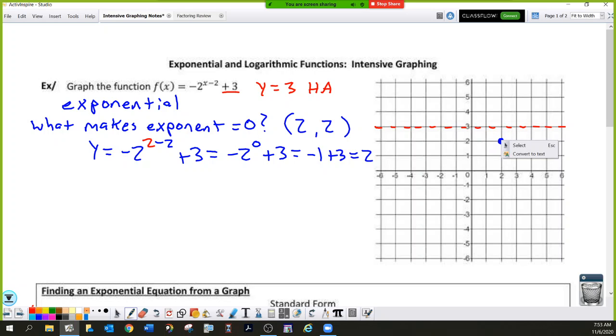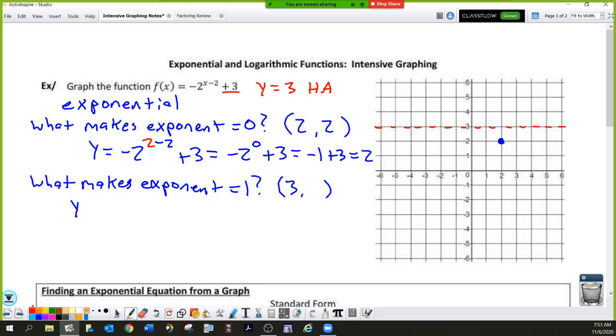And the other x value that you're hunting for, the easy x value that you're hunting for, is what makes the exponent equal 1. That's going to make your life very easy. What x value makes our exponent equal 1? Yeah, 3. So we have to plug that in.